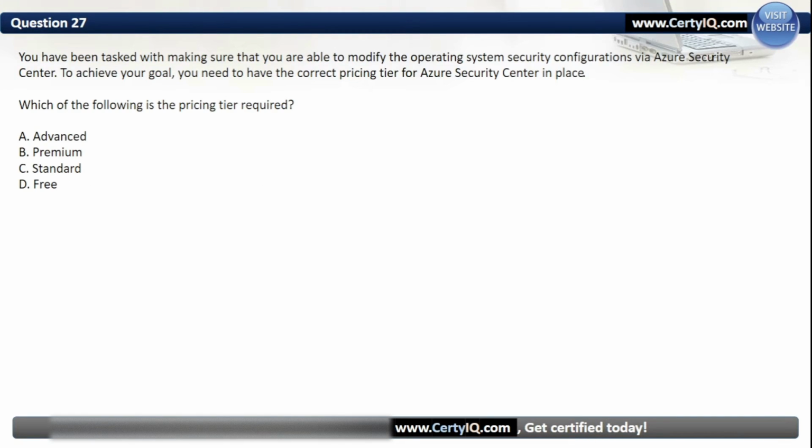Question 27. You have been tasked with making sure that you are able to modify the operating system security configurations via Azure Security Center. To achieve your goal, you need to have the correct pricing tier for Azure Security Center in place. Which of the following is the pricing tier required? Our options are A. Advanced, B. Premium, C. Standard, or D. Free. The correct option is C.